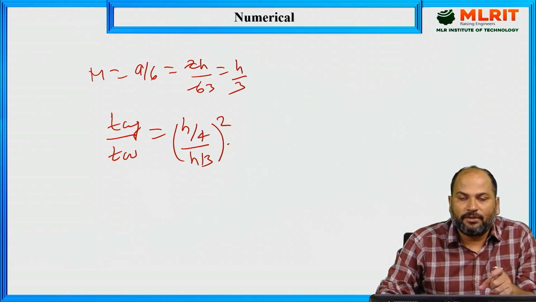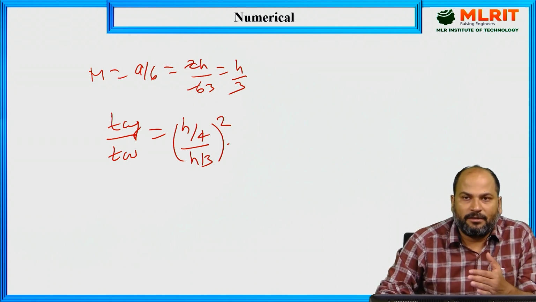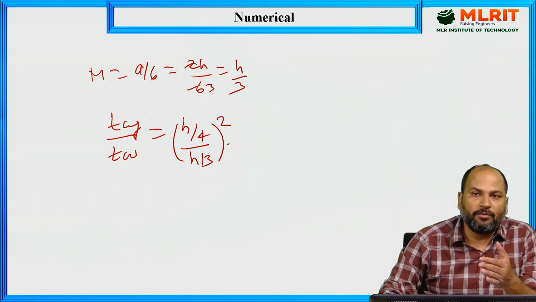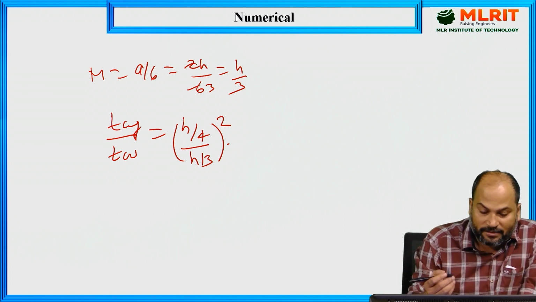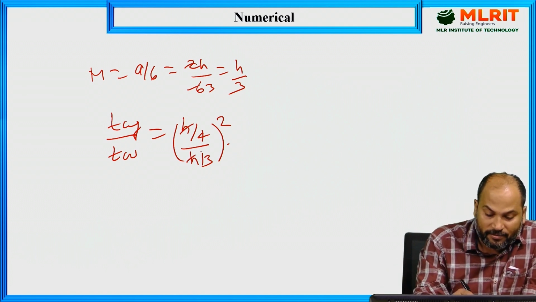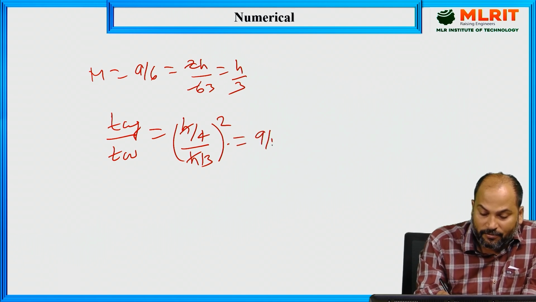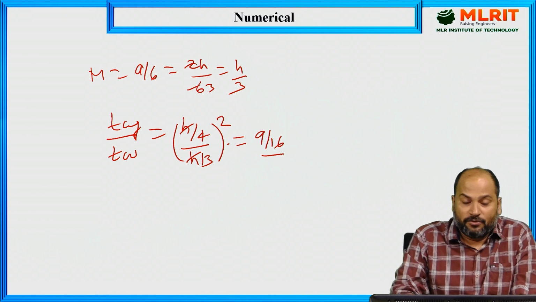As we know, the solidification factor depends on the material, so in both castings, whether it is the cylinder or the cube, it will be the same, so it will be cancelled out. So if we take this one, it will be cancelled out, so this 3 will go in the numerator, so it will be 9 upon 16. So this will be the answer.